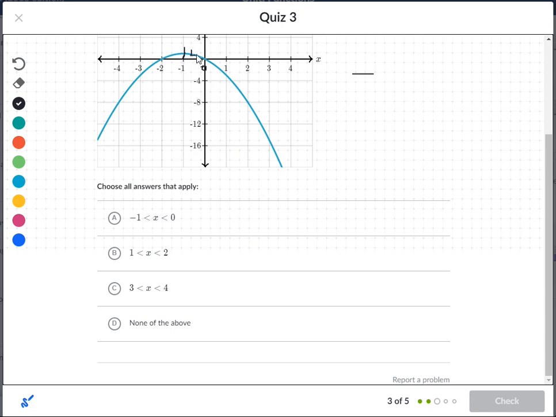So this is going down. From 1 to 2, this one is going down. From 3 to 4, this is going down. So all 3 intervals are in a downward motion.